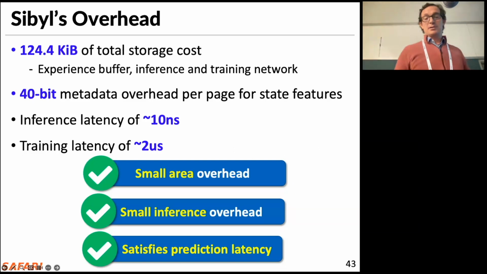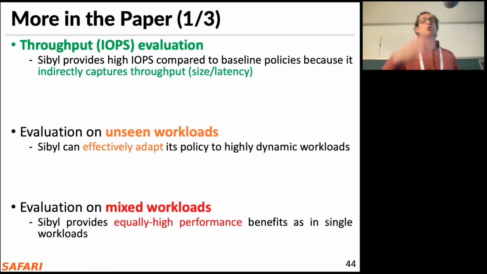So we're right now trying to extend it to more use cases. So there's more evaluation in the paper. If you're interested in IOPS, you can see IOPS. Again, it provides higher IOPS. I mentioned the unseen workloads. I mentioned the mixed workloads, like heterogeneous workloads. It also provides similar performance benefits.